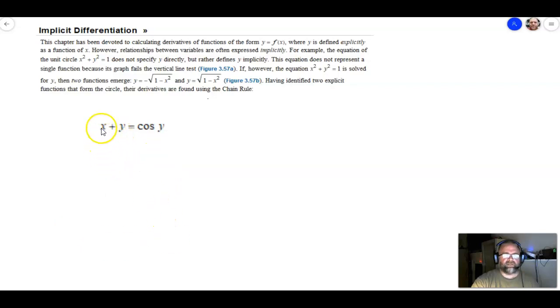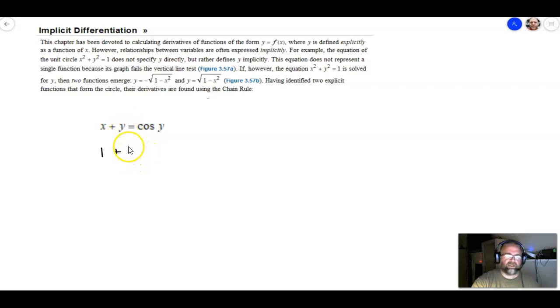Alright, so we have three terms here: the x, the y, and the cosine y. So we're going to take the derivative of each of them independently. The derivative of x is just 1 plus the derivative of y. Remember, this is not x, so we actually have to multiply by y prime as well.